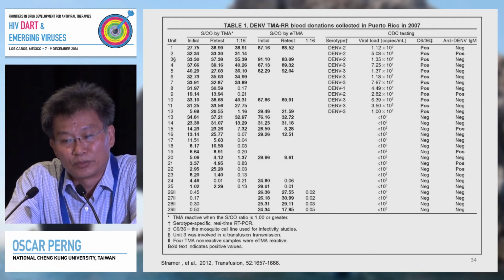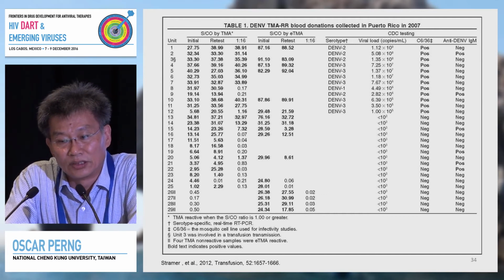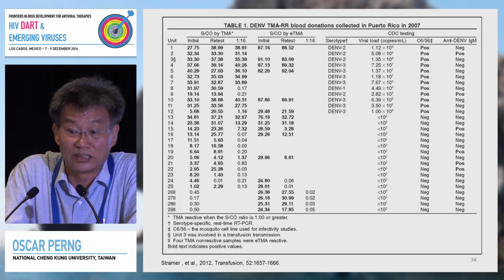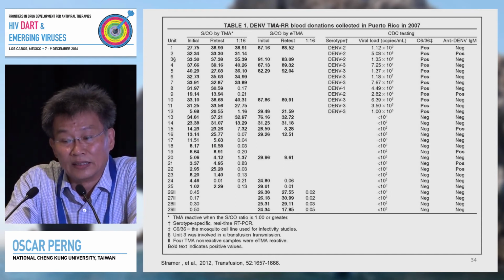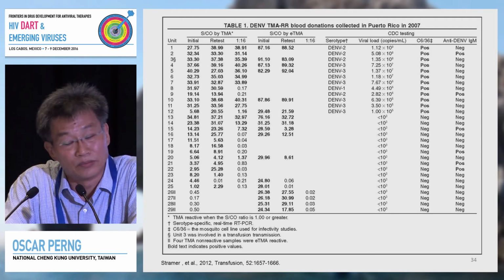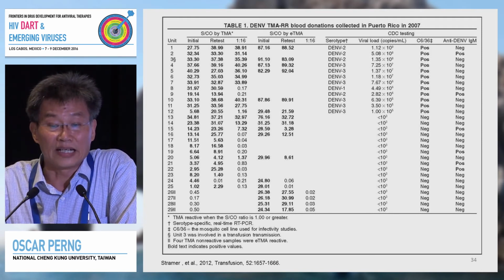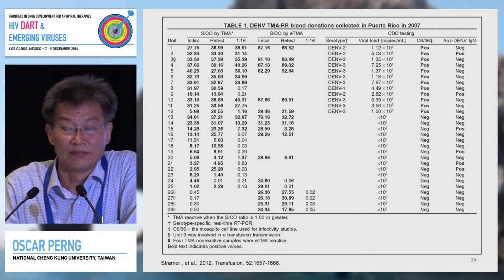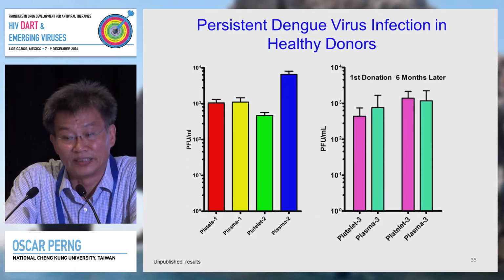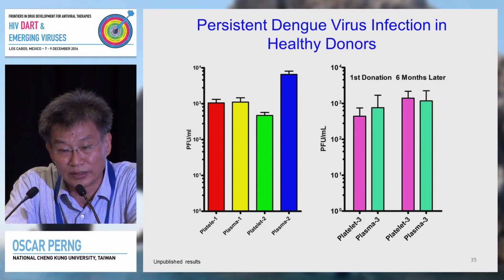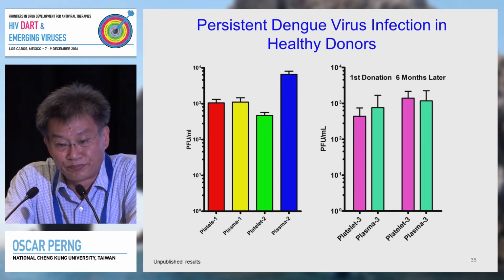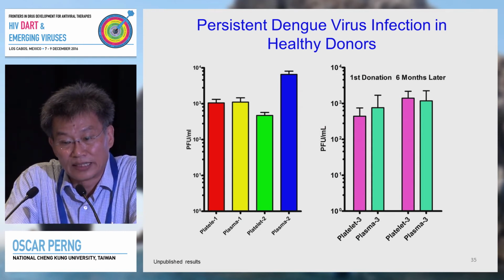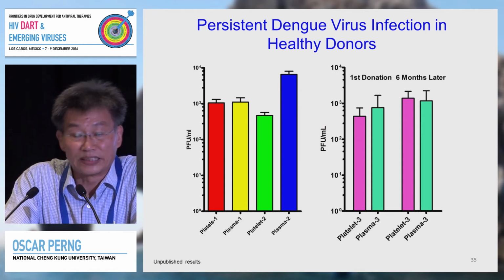At that time, because Puerto Rico is endemic, people thought that these people were just at the beginning of the infection. That's why you don't see the dengue antibody. Is that true or not? We think that some people naturally will not develop antibody against dengue because the virus needs to survive. That is our point. In terms of persistent infection, some of these people were repeat donors, and we found that the viral load remained the same after 6 months.